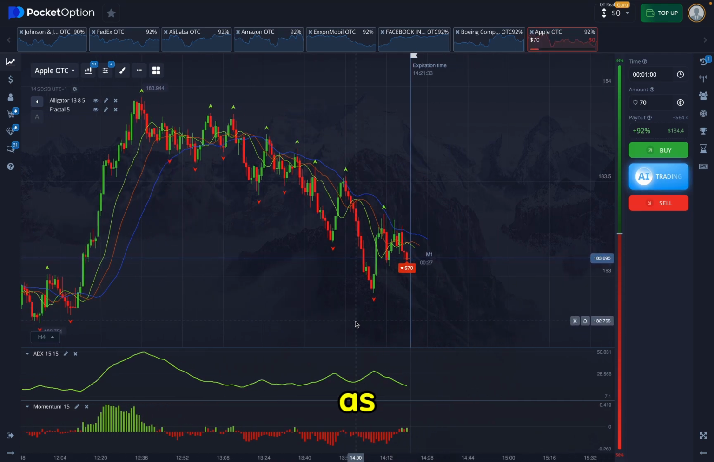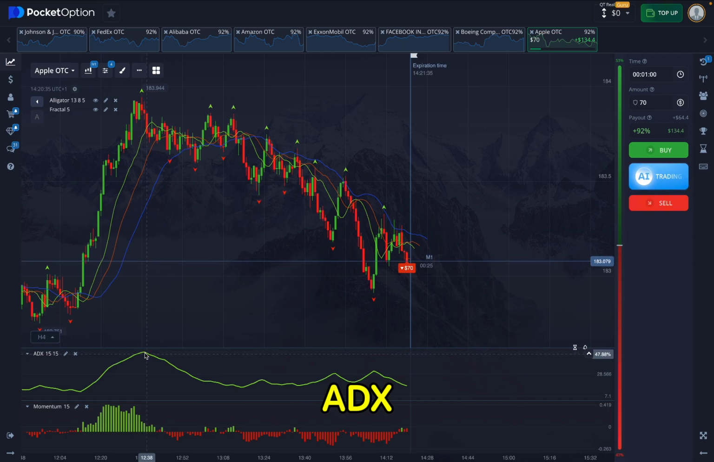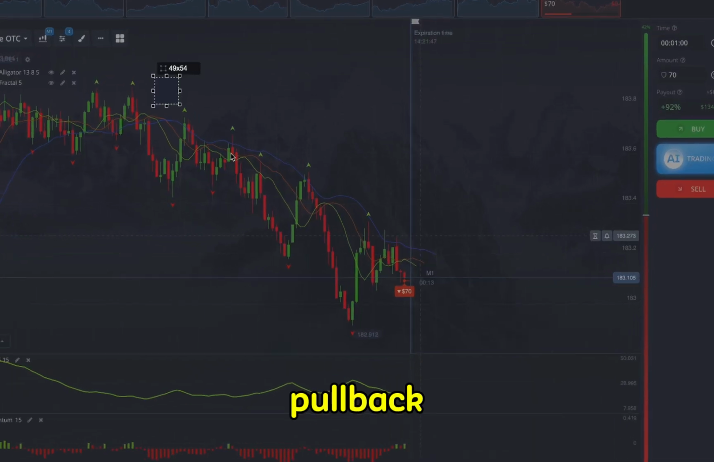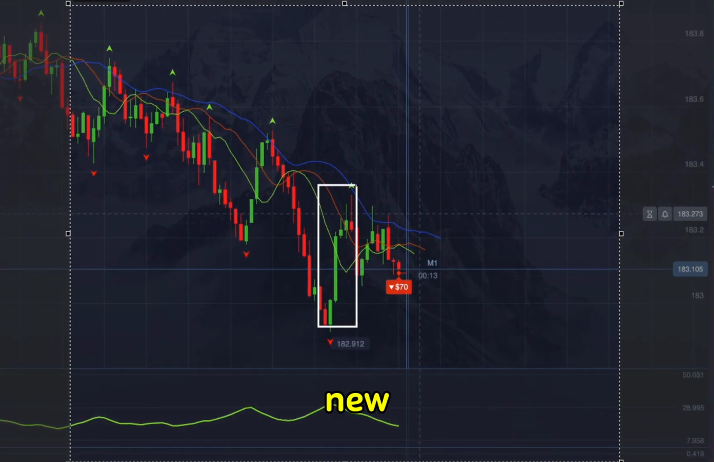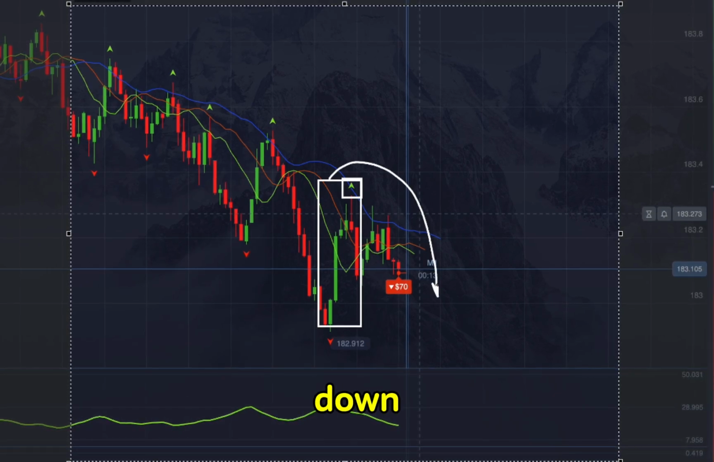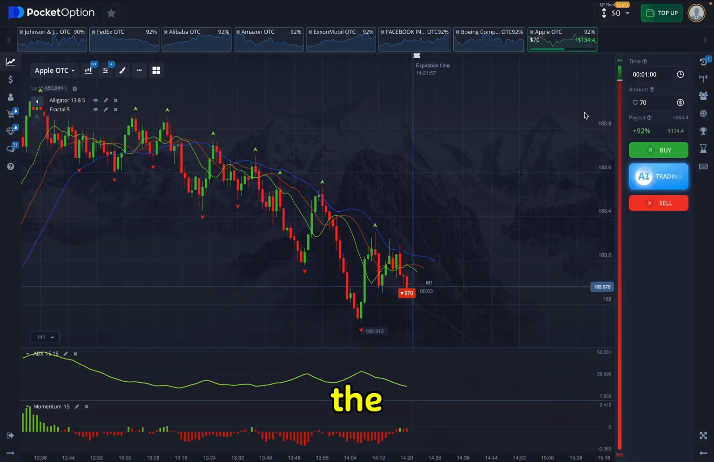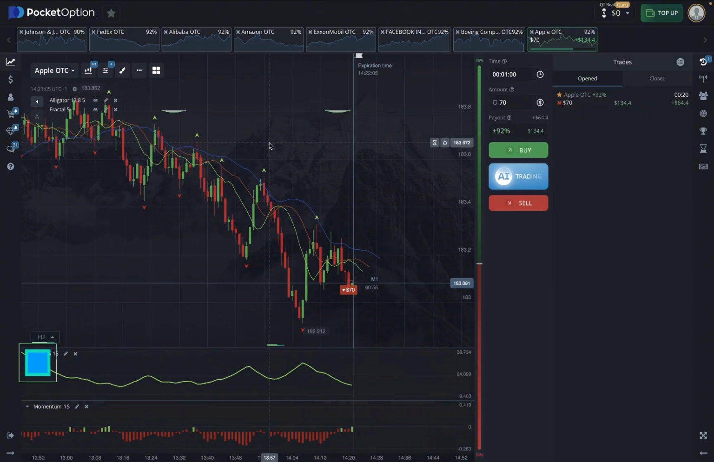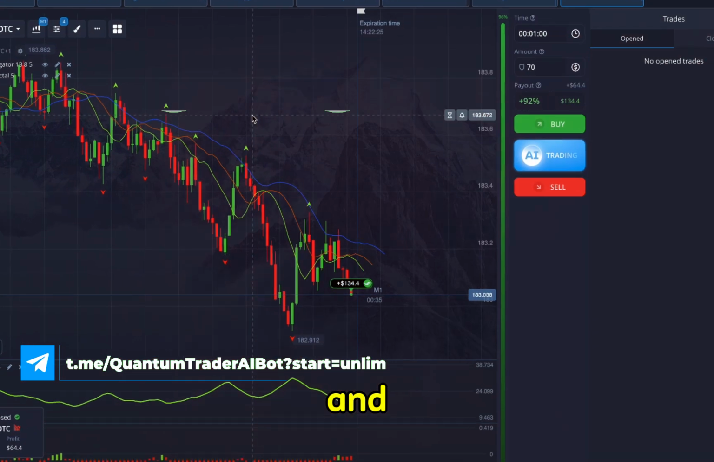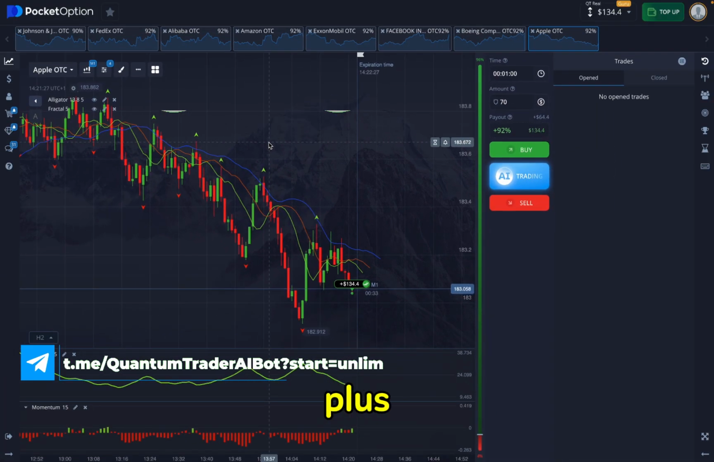In general, as you can see, ADX reached its peak value for this section of the movement, 50%. And then the trend has reversed, and now we have a downward trend. There is also a pullback in the trend. A new structural local high has been formed, and here we can open a down trade. Let's look at the result. And the first trade is closed in plus, excellent.